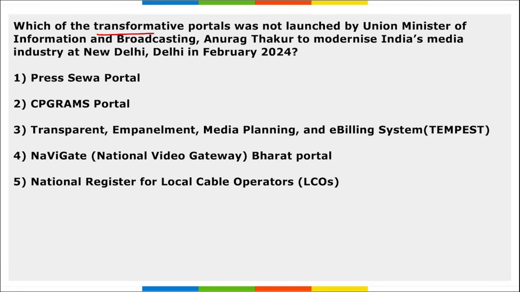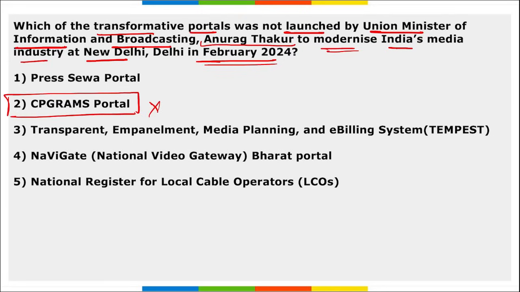Next, which of the transformative portals was not launched by Union Minister of Information and Broadcasting Anurag Singh Thakur to modernize India's media industry at New Delhi in Feb 2024? Tell me, which of the following portals were not launched here? So all these portals were launched except the CPGRAMS portal, right? All these portals were launched, correct? And it was launched by Anurag Singh Thakur to modernize India's media industry at New Delhi in the Feb month.